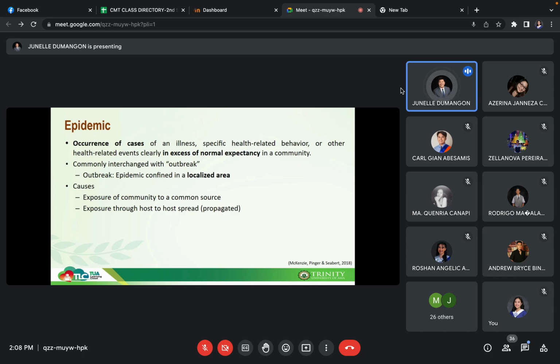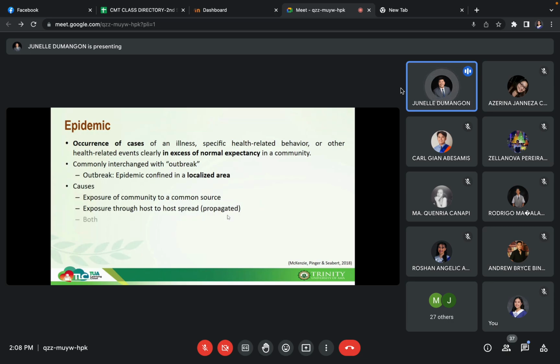Or we call it propagated. So, pwedeng one person will get the disease and then it will spread. Diba? That person will spread the disease to others, such as in COVID. Diba? Isa lang magkaroon ng COVID in the family, lahat pwede nang magkaroon pag nag-spread siya.